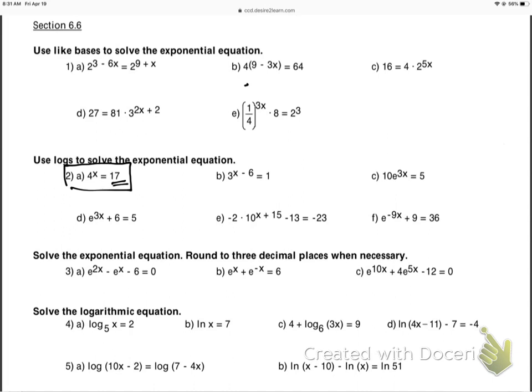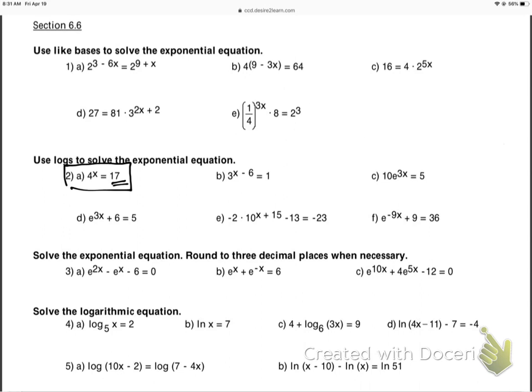This has a base of 4. It could also be a base of 2. And it's got 9 minus 3x as an exponent. Now 64 can be a base of 4, and of course 64 is 4 cubed. So therefore, because we have the same base, 9 minus 3x equals 3. And you just solve for x.